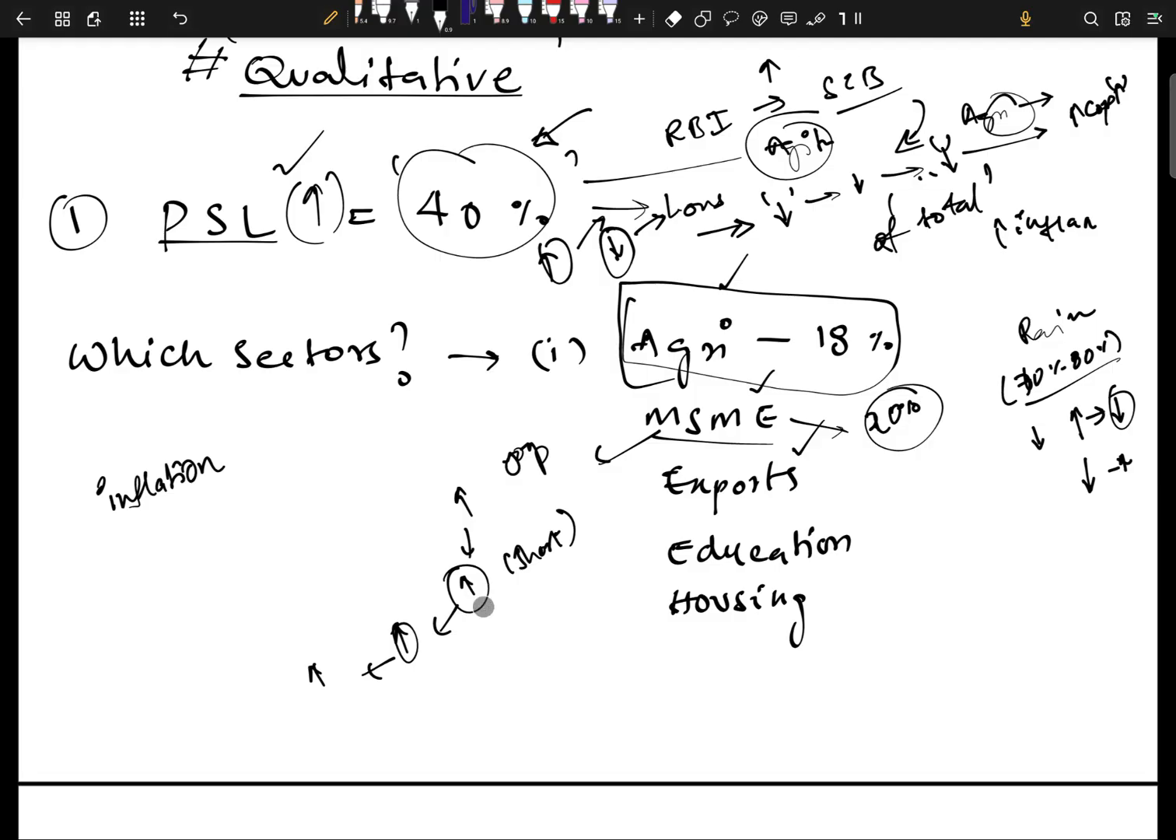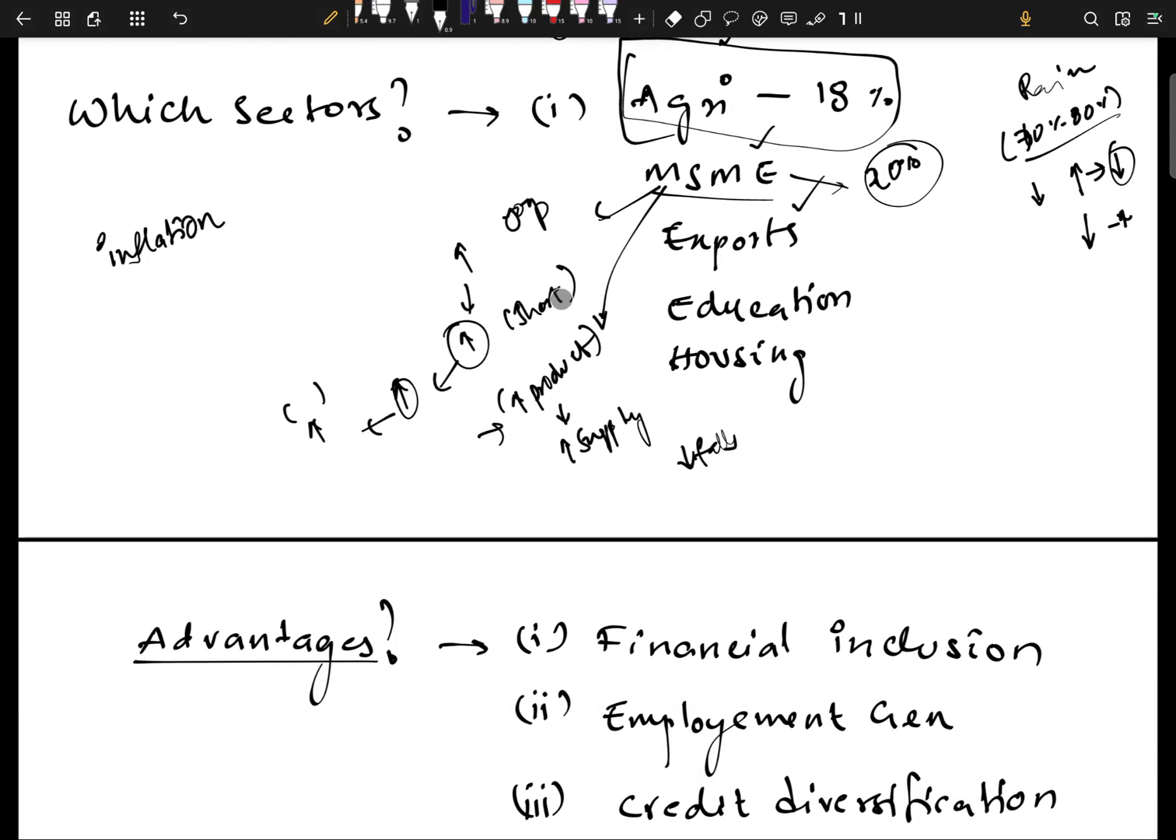But what happens after some time? Because there are more and more MSMEs, there are more products in the market. So in the short term, it leads to a bit of inflation. In the long run, because there are more products, that means there is more supply. When there is more supply, what happens? The price falls. Yes, this is how priority sector lending also impacts inflation.